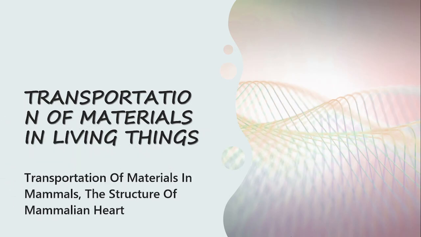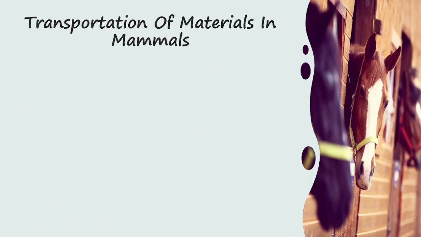We'll be discussing the transportation of materials in mammals, specifically the structure of the mammalian heart. So we'll see how the heart of the mammal is made. So the structure of the mammalian heart. Let's move on to it. Transportation of materials in mammals.